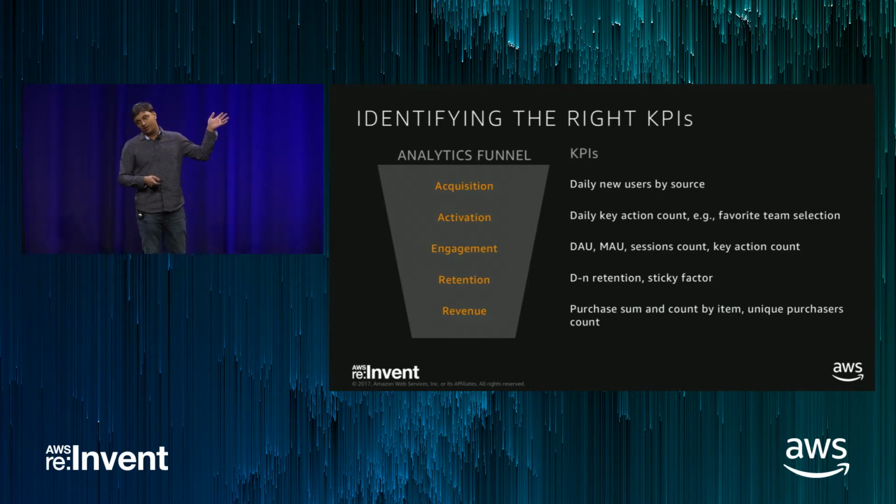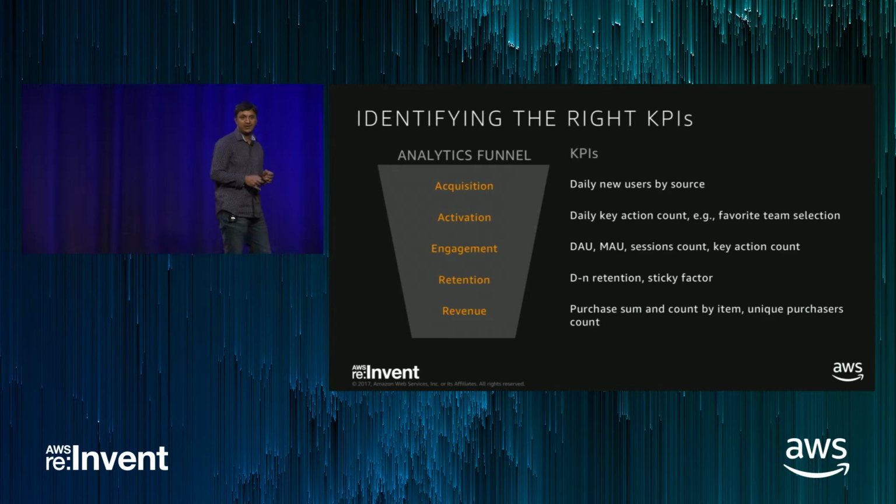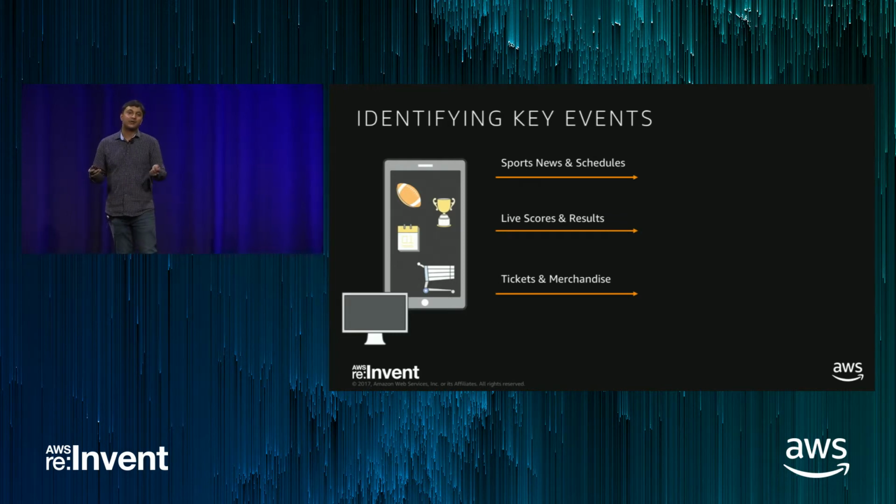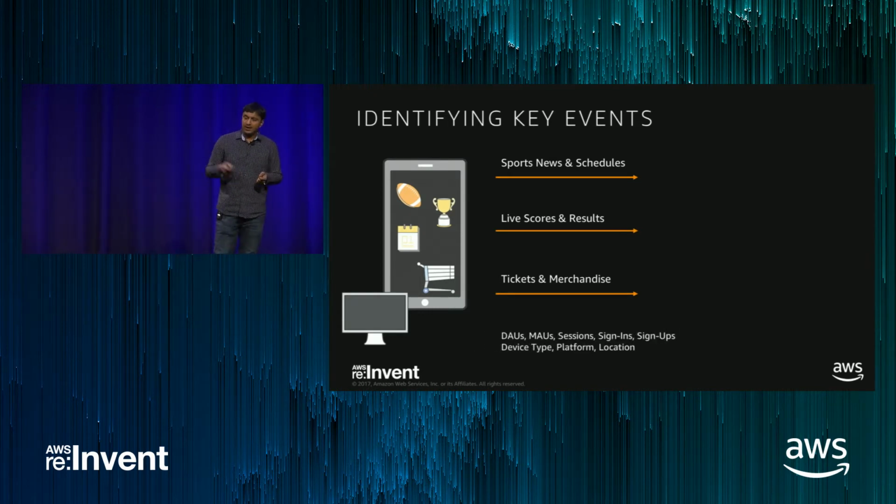All right, so we talked about the user insights that we want to gain. Then we came up with these KPIs, which will help us quantify those user insights. Now let's talk about some of those custom events that I spoke about, using the sports fans example. I would obviously track things like DAU, MAU, sessions, sign-ins, sign-ups. That's pretty much table stakes for any application.